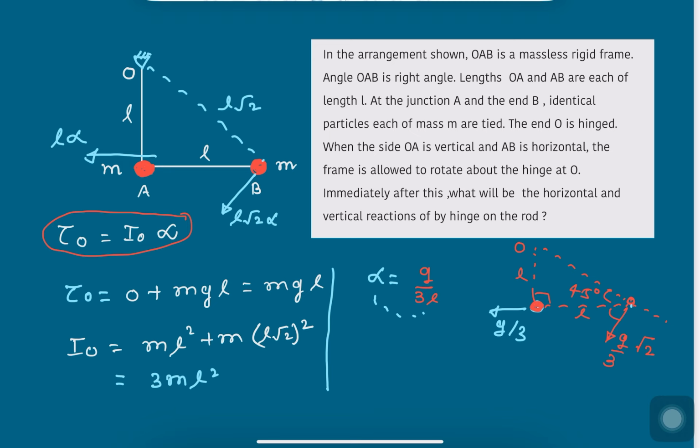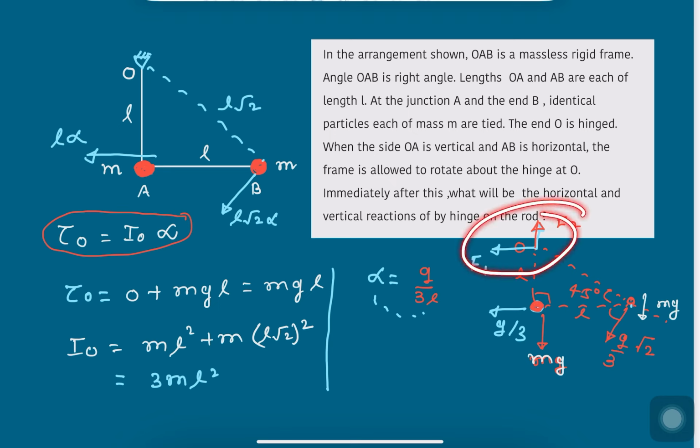If we consider the force by the hinge, suppose the hinge is applying force on this frame, F1 in the horizontal direction and F2 in the upward direction. Other forces are the weight of this particle, mg, and the weight of the particle at B, also mg. So we have four forces.